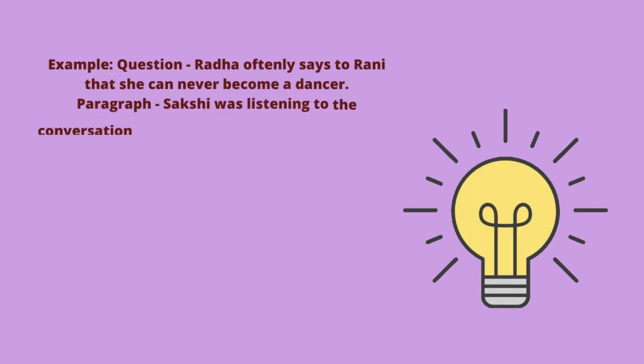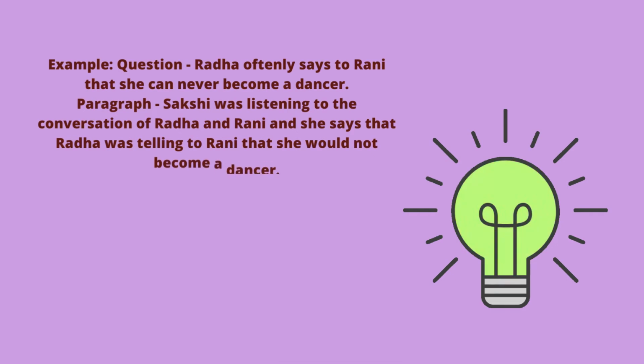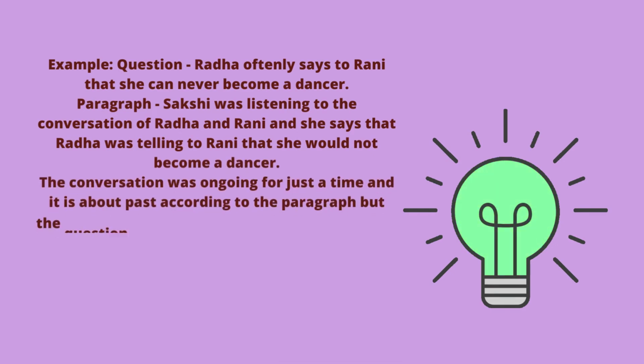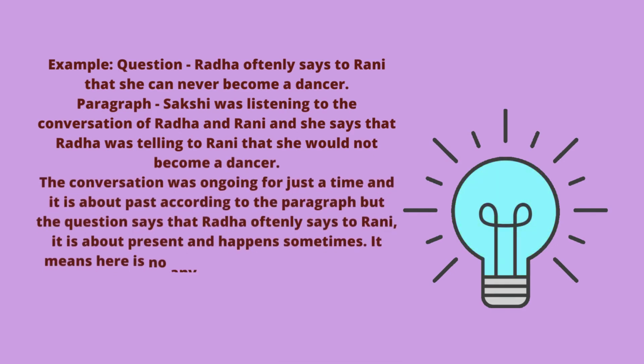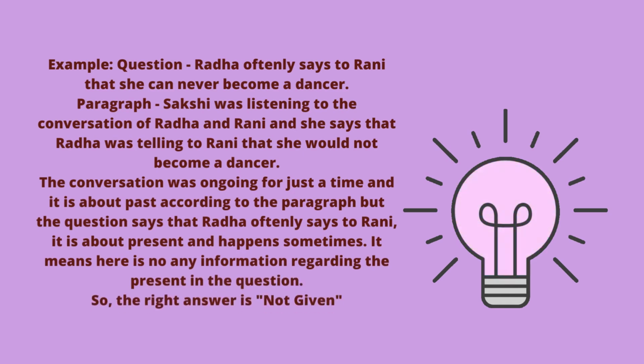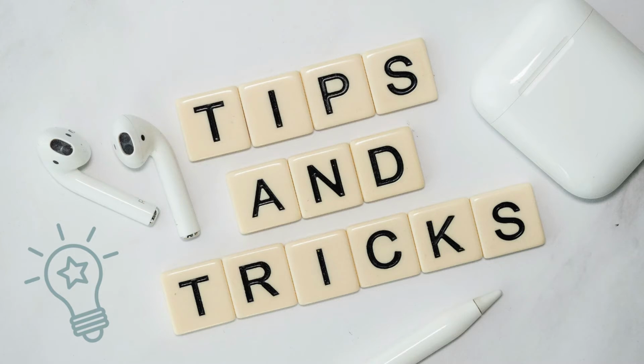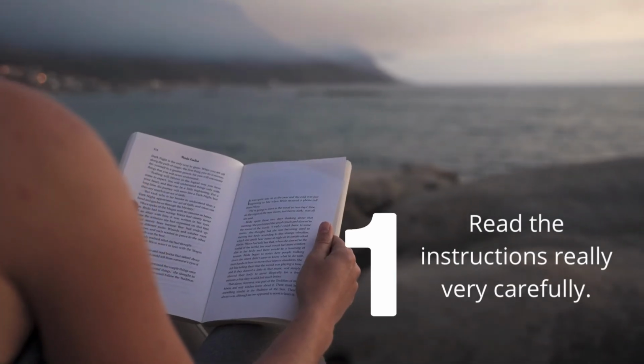The question says, Radha often says to Rani that she can never become a dancer. Sakshi was listening to the conversation of Radha and Rani, and she says that Radha was telling Rani that she would not become a dancer, as written in the paragraph. The conversation was ongoing for just a time, and it is about the past according to the paragraph. But the question says that Radha often says to Rani, which is about the present and happens sometimes. It means there is no information regarding the present in the paragraph. So the right answer is not given.